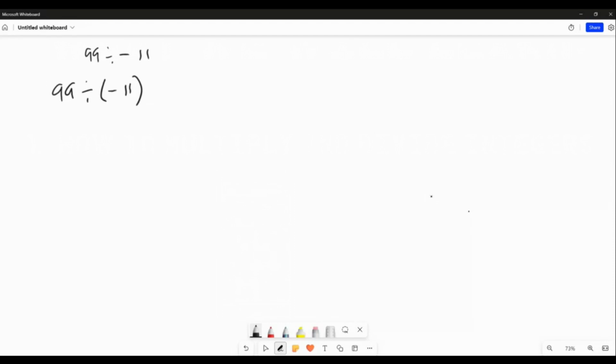No, it's not quite 1,000, but you'll see that most of them should be pretty quick. So 99 divided by 11 is 9. And we have a positive and a negative. If the signs are different, our answer is negative.